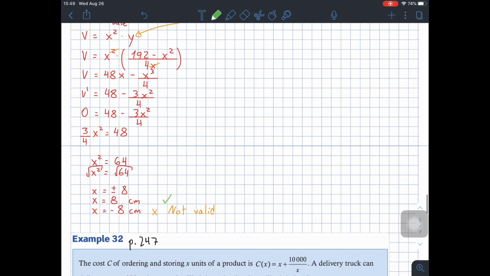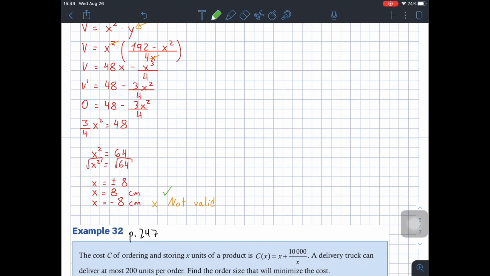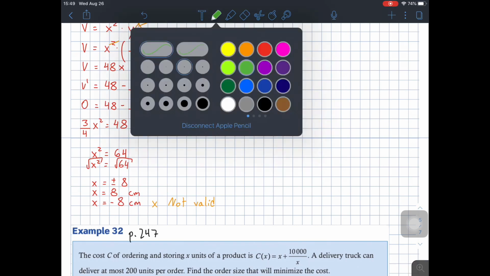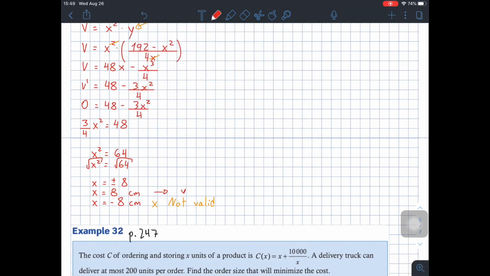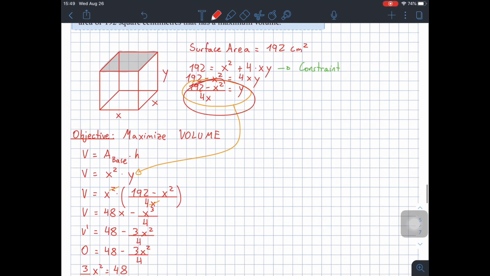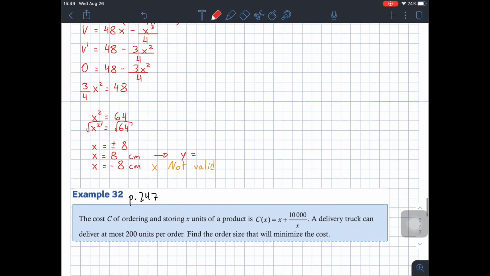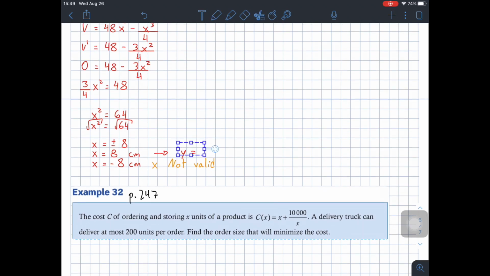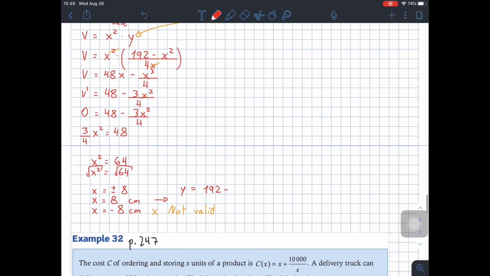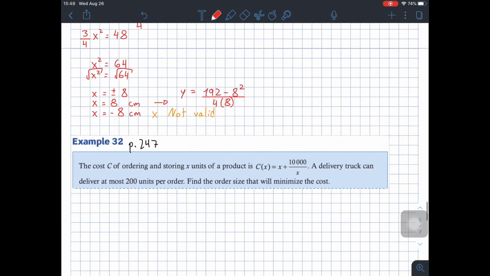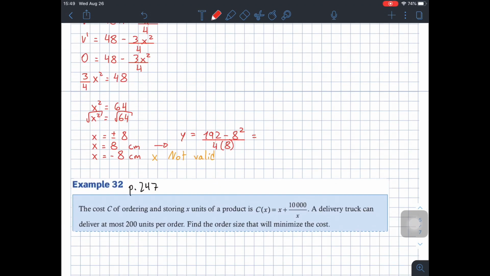So once we have this value that corresponds to x, we can find the value of y, right? So let me do that right here. If we find the value of y, we're going to say that y is equal to, and we need to bring all of this down, right? It's equal to 192. I'm going to put this a little bit up. This is 192 minus 8 squared divided by 4 times 8. 4 times 8, this was our constraint, yes. If we perform this, we should get a value of y, which is 4 centimeters.